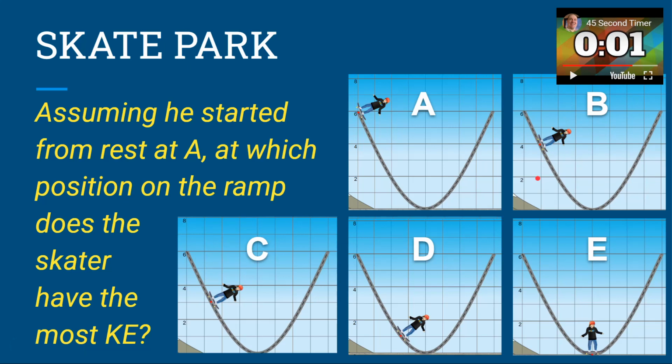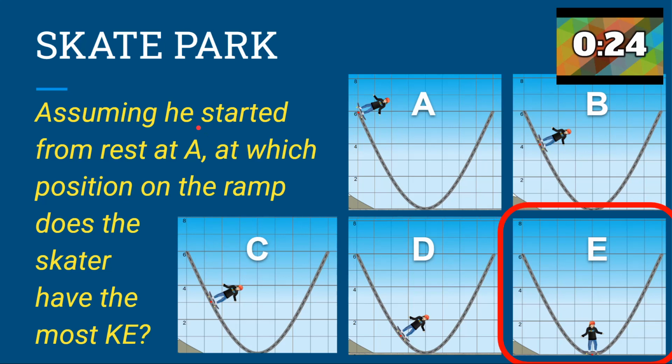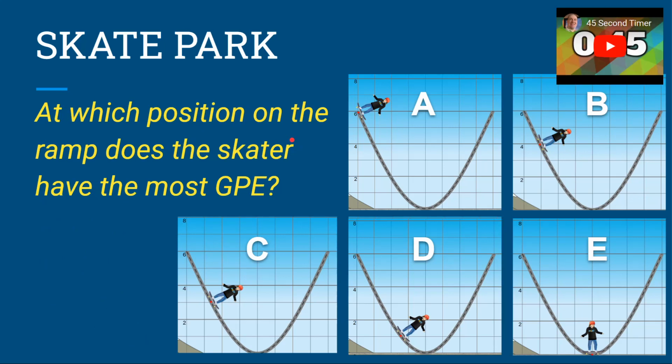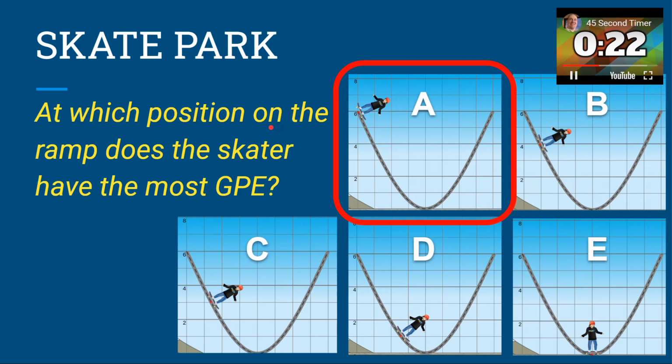All right. Alexander, what do you think? E. Yeah, he's going to speed up. At E, he would be moving fastest. He hasn't slowed down yet because he hasn't started to go back up. You're fastest at the bottom of the ramp. Okay, what about where's his gravitational potential energy greatest? This one should be easier. A, yeah, wherever he has the most height. Okay, so he has the most gravitational potential energy at A and the most kinetic energy at E.